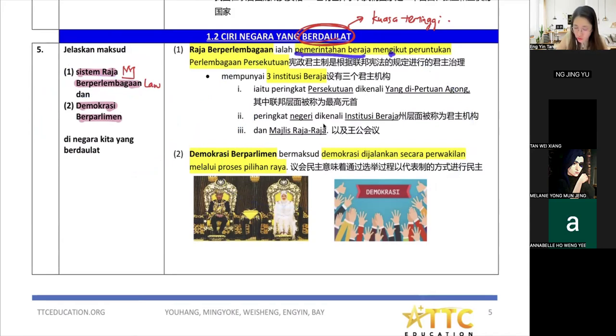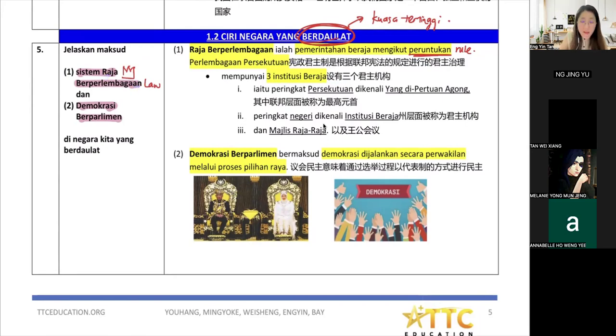Pemerintahan beraja ikut peruntukan perlembagaan persekutuan. Apa maksudnya peruntukan? Peruntukan means rule. 规定, 规矩. Rules. The king needs to follow the rules to manage government. In Malaysia, we have 3 institusi beraja, 3 groups of kings, 3 categories like this. So remember, the king needs to follow the law.